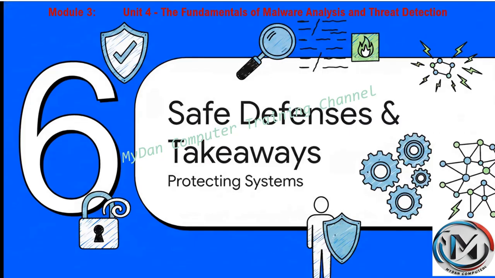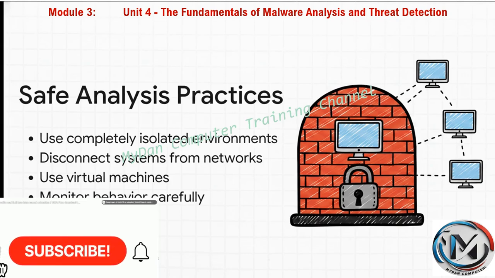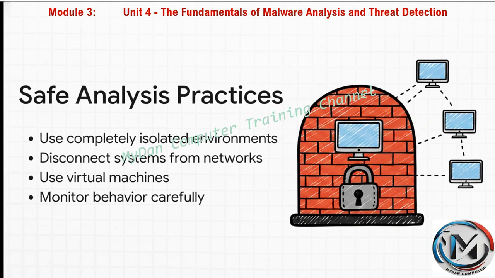All right, this brings us to our final section, safe defenses and takeaways. We've seen just how incredibly complex this investigation process is, so how do we translate all these advanced forensic techniques into practical safety? Well, the golden rules of safe malware analysis are absolute and non-negotiable. Running malware directly on a production system is incredibly, incredibly dangerous. You must use completely isolated environments and virtual machines. You have to physically or logically disconnect your analysis systems from your actual networks, and you must monitor the malware's behavior with extreme care. Because honestly, isolation is the only thing standing between a controlled experiment and a catastrophic data breach.